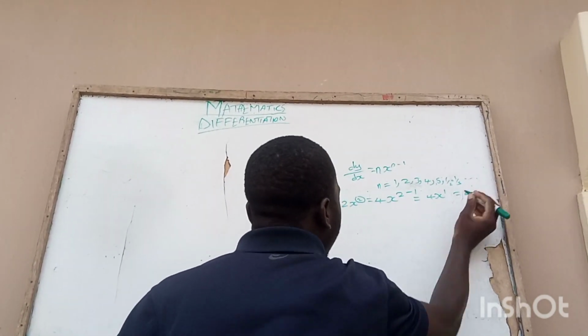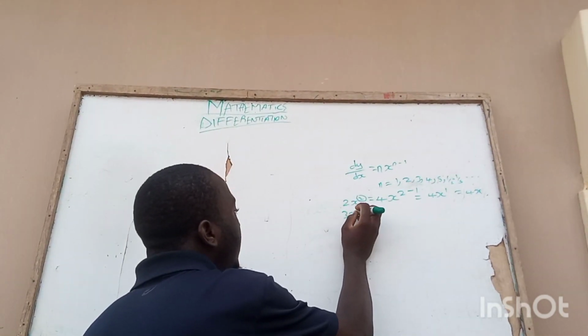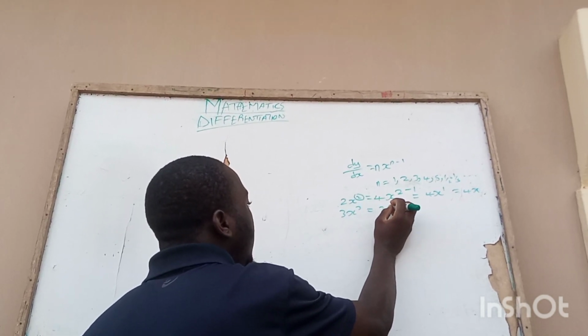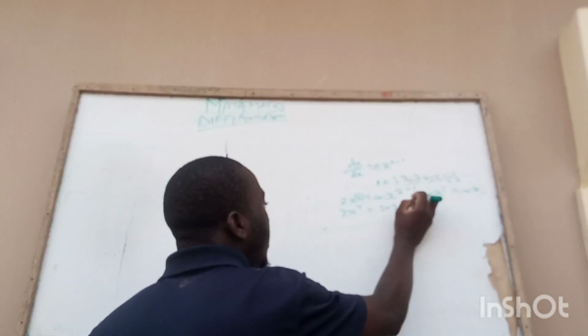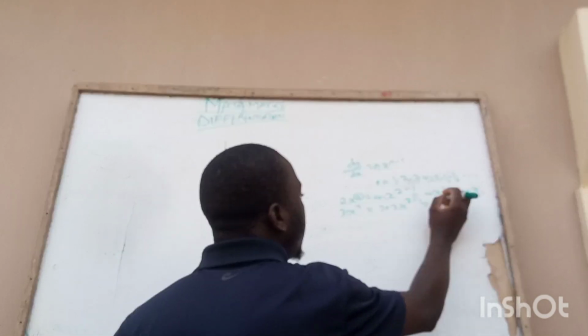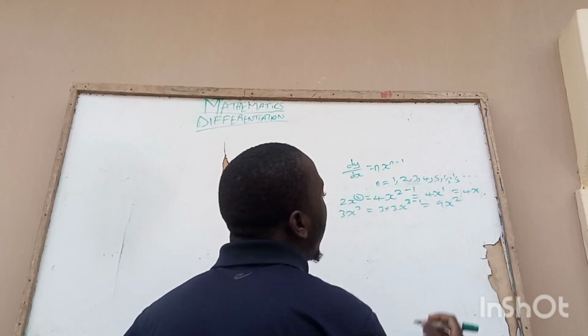Just like 4x. So we have like 3x raised to power 3. We have 3 times 3x raised to power what? 3 minus 1, which is what? 9x raised to power 2.